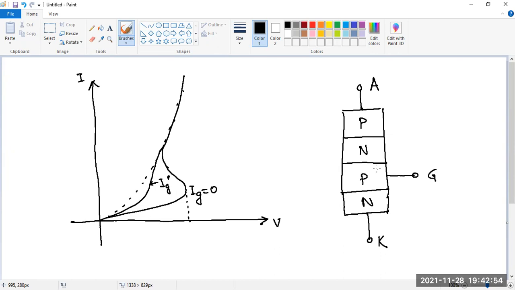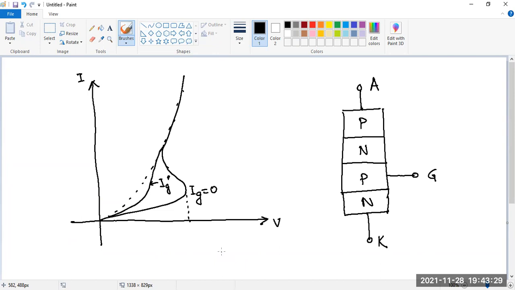But the most common way by which we generally turn on the device, what is that? That is by applying a gate current. So that is called the gate triggering method. Where we apply a gate current for a very small interval. Basically in the form of a pulse, we apply the gate current. And this pulse should have a certain width. It is not just an impulse.